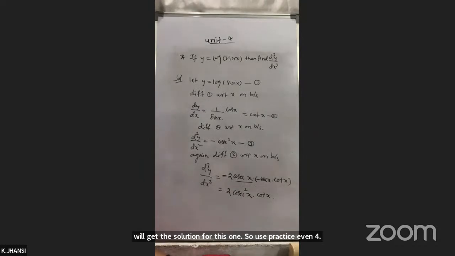So practice even problem 4.2.3 and problem 4.2.4. Next, if we go to the check your progress, you have: if y equals log x for x greater than 0, then find d square y by dx square. Okay, this is also in u by v form. Then you can do the differentiation of that one.